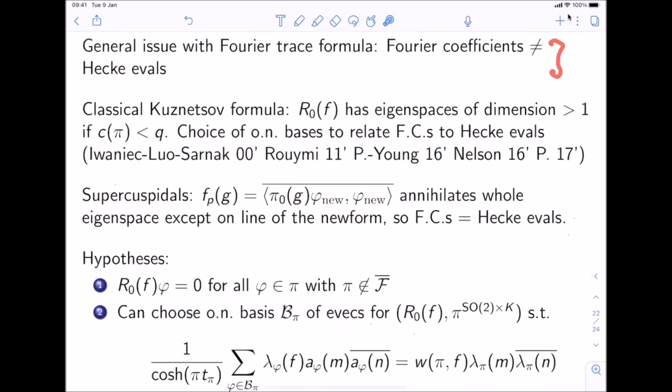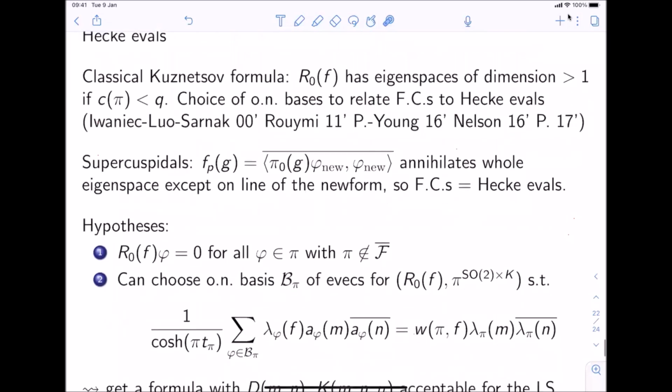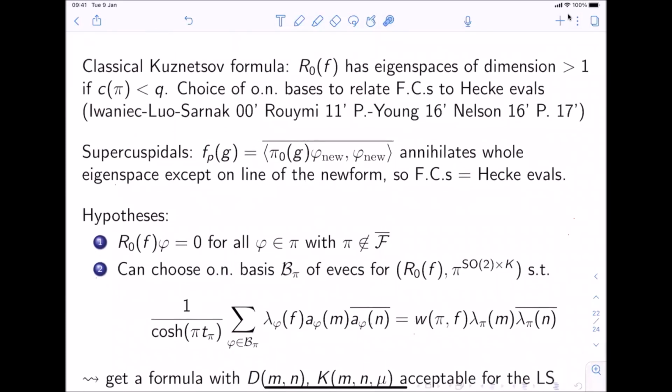As I alluded to, there's a general issue here, which is that Fourier coefficients are not in general equal to Hecke eigenvalues, except if I'm dealing with newforms. So we always have to deal with this problem, and I'm just going to make a hypothesis out of it.